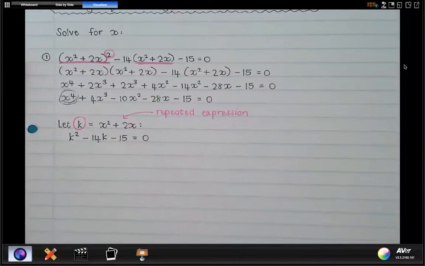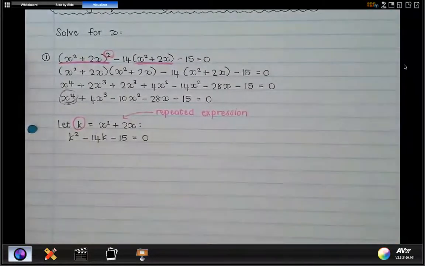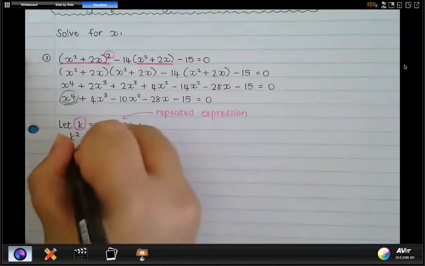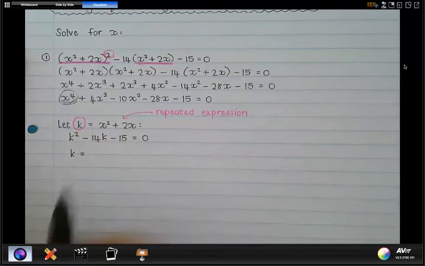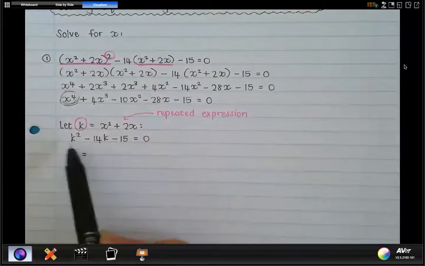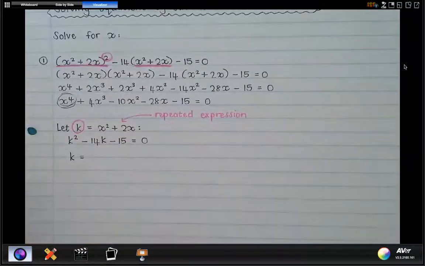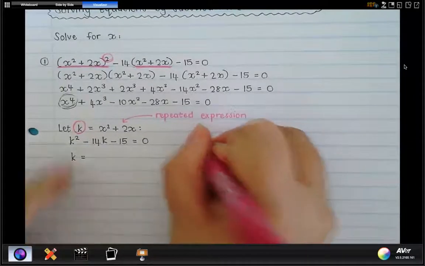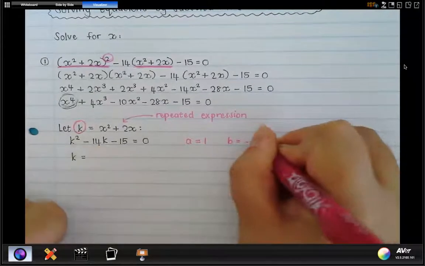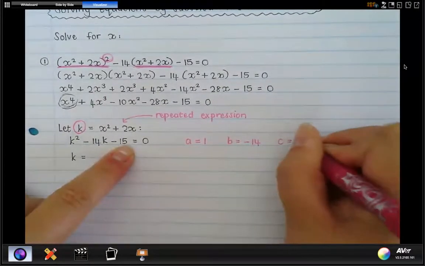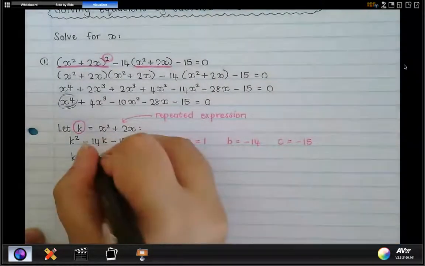Now it's up to you. Remember, I said on Friday, if you want to, you can factorize this, put your brackets both equal to 0 and solve, or you can use the quadratic formula. But guys, if you're using the quadratic formula to solve for the variable here, you can't say x now, because in this equation, we're working with k. So you have to say k is equal to, let me just quickly write down the three values. A is 1, B is negative 14, and C is negative 15. So we can use the quadratic formula like we have been doing so far.